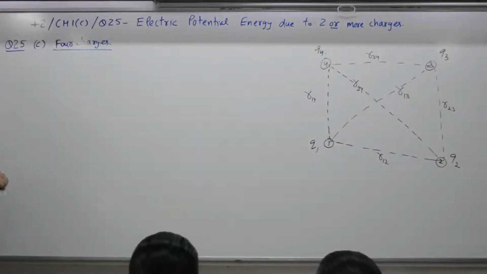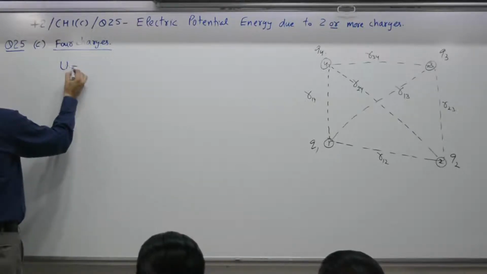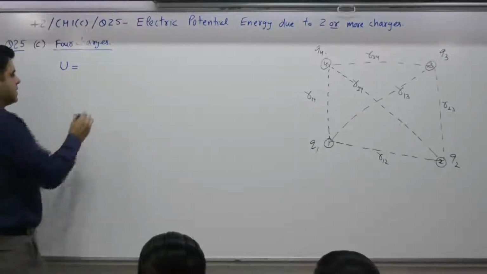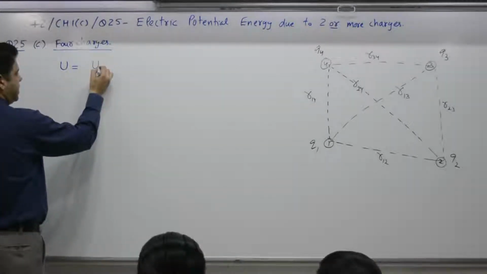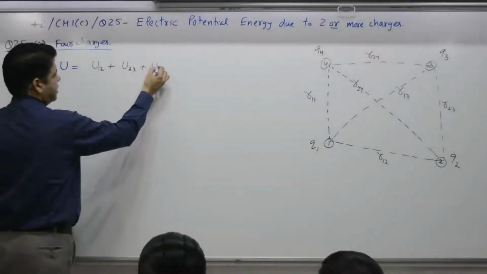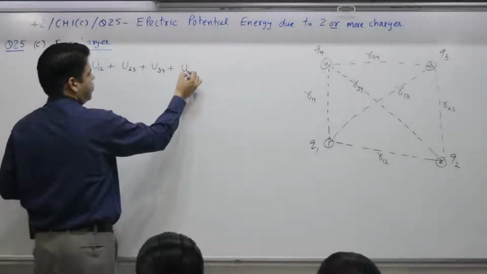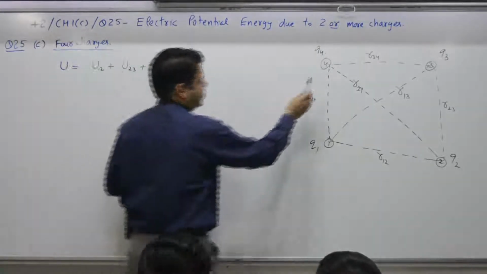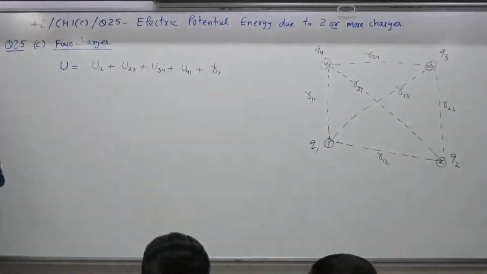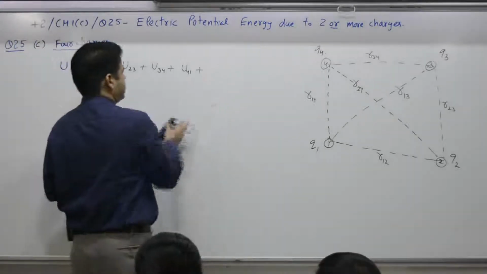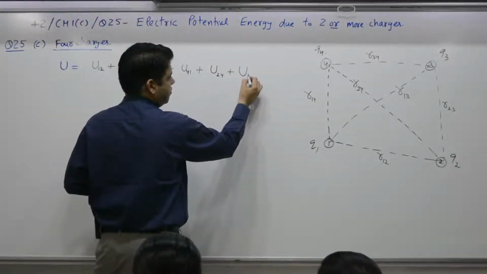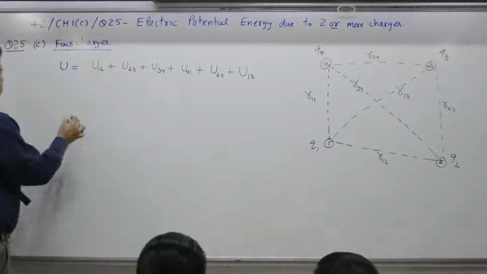Total energy U is equal to what? How many possible combinations? 6. How? See, 1, 2, 2, 3, 3, 4, 4, 1. And then the combination of 2 and 4, and the combination of 1 and 3, 3, 1. Write the expression for the same.